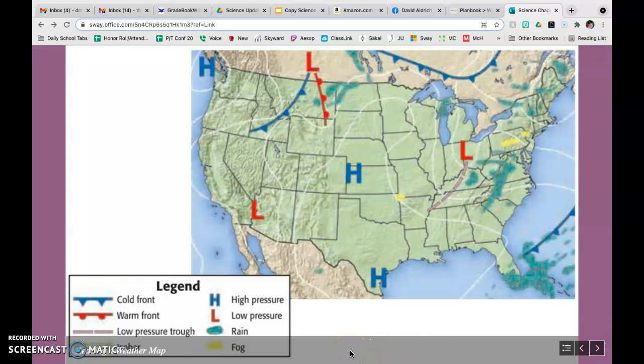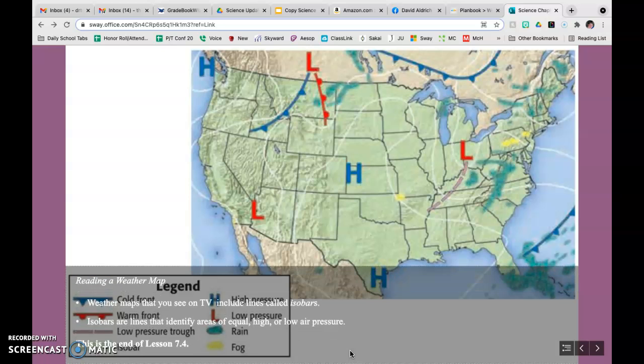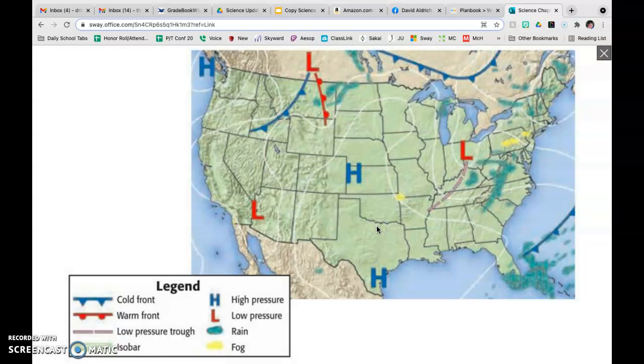This is a weather map, and if you've ever watched the news and the weather, you've probably seen something like this. Weather maps that you see on TV include all these lines that you see, and these are called isobars. Isobars are lines that identify areas of equal, high, or low air pressure. So you can see on this map, the white would be the isobars.